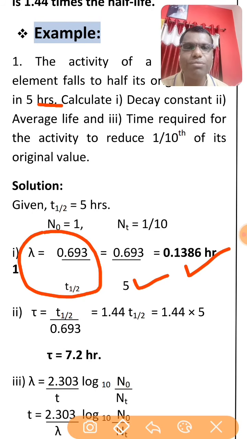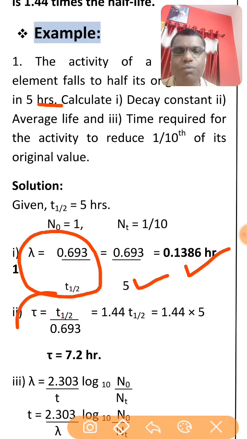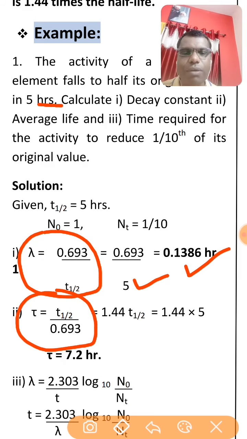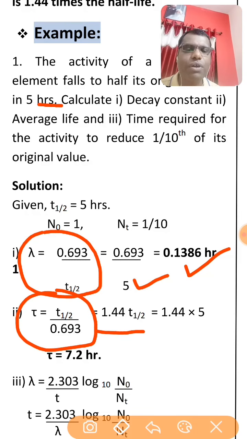After calculating the value of the decay constant, it is very easy to calculate the mean life or the average life, because we know the relationship between mean life and the half-life period. The mean life is the reciprocal of the decay constant. That's why we have the equation tau is equal to t1 by 2 upon 0.693. Here, 1 upon 0.693 will always be equal to 1.44.